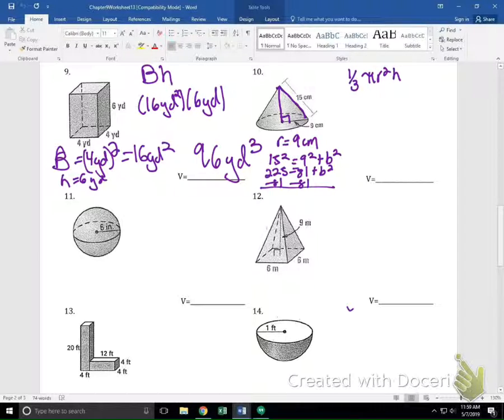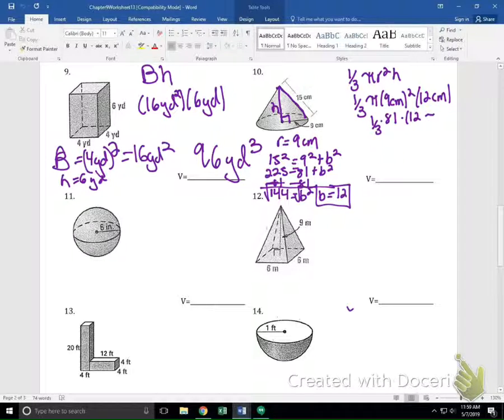Lanaya told us that the answer is 144 equals b squared. We're going to square root both sides. What's the square root of 144? 12. Okay, so we have that being 12. So that is now the height we were looking for, this h. So we now have 1/3 pi, my radius of 9 centimeters squared, times 12 centimeters. So we have 1/3 times 81 times 12 pi centimeters cubed.